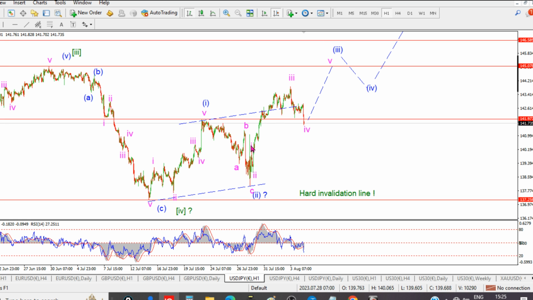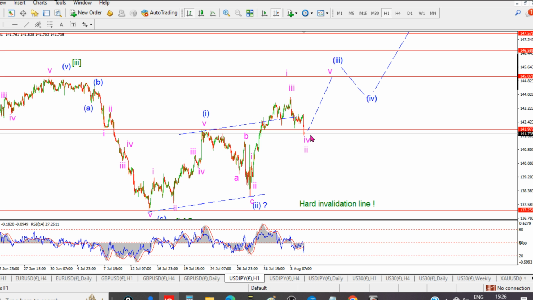This could also be counted as, if we go to the flip side of what I showed you in cable, this could be counted as a wave 1 and 2. So if it's a wave 1 and 2, then we get an acceleration in a third of a third wave. If we've got wave 1, 2, 3, and this is a fourth wave low, then we should get an acceleration in wave 5 of 3. So either way, we pretty much must turn higher to break 145 to confirm this wave count. So that's what I would be looking for.